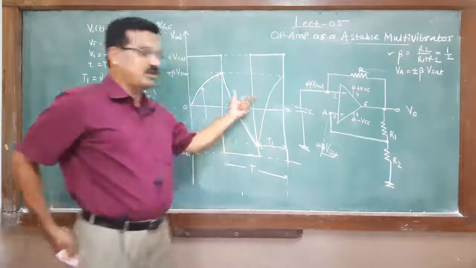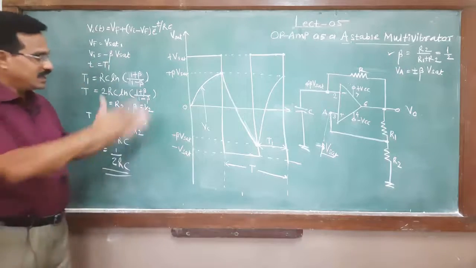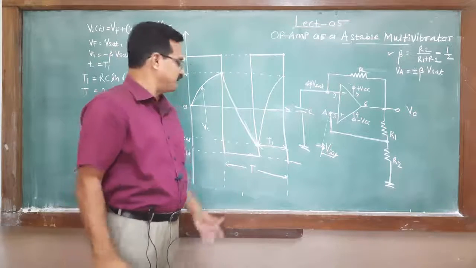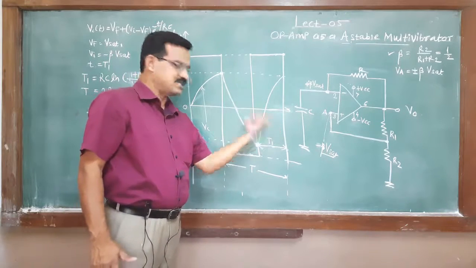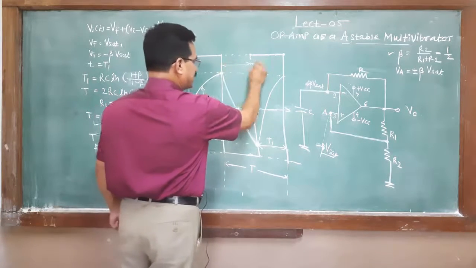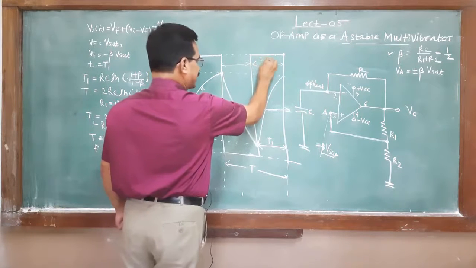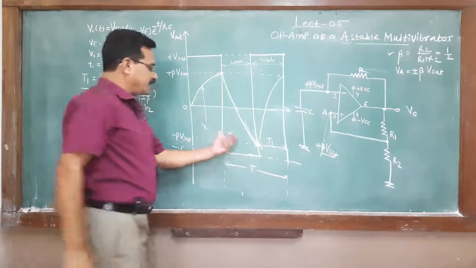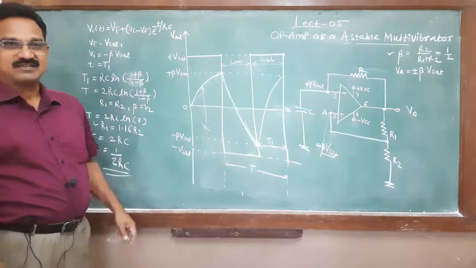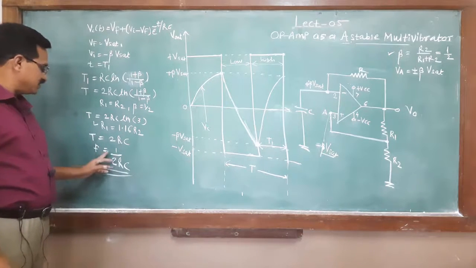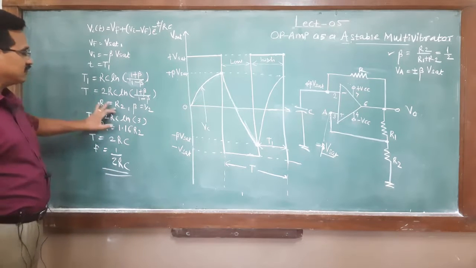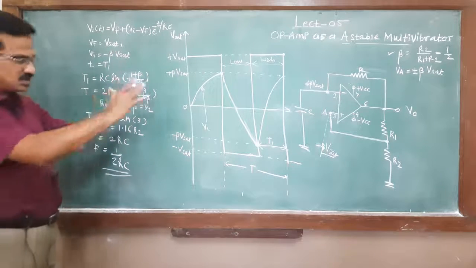Means the frequency of this square wave, if the duty cycle is 50%, its meaning is that the off time and on time are the same. This is the low state, and this is the high state, and this is the low state. The time duration for low state and high state is the same. At that time the duty cycle is 50%, and the frequency is F equal to 1 upon 2RC, with R1 equal to R2 and beta equal to 1/2. This is the situation.